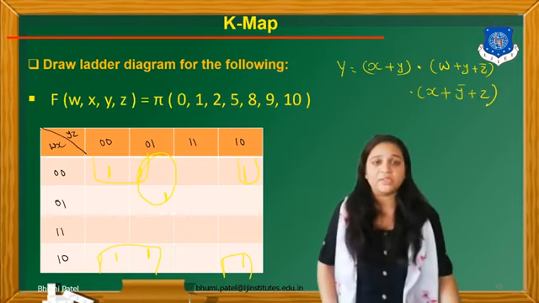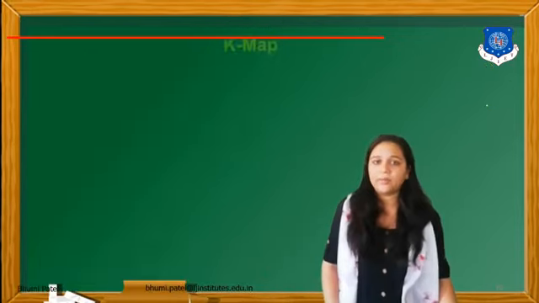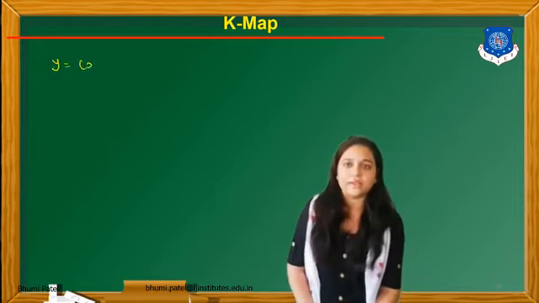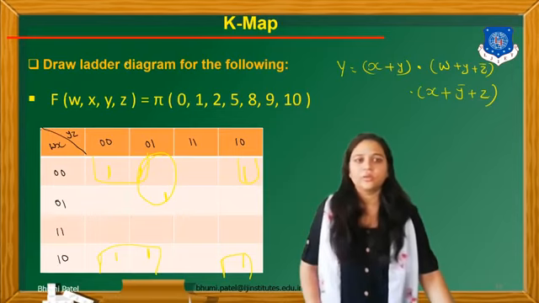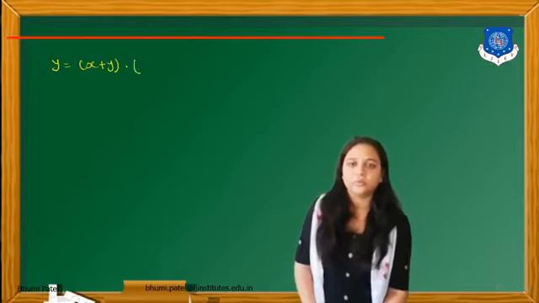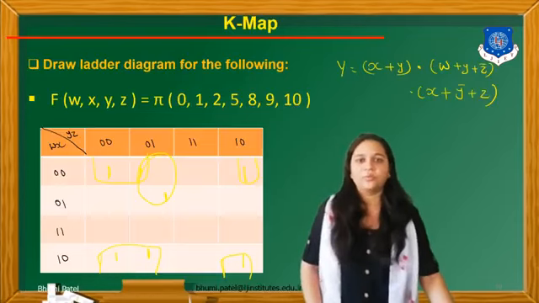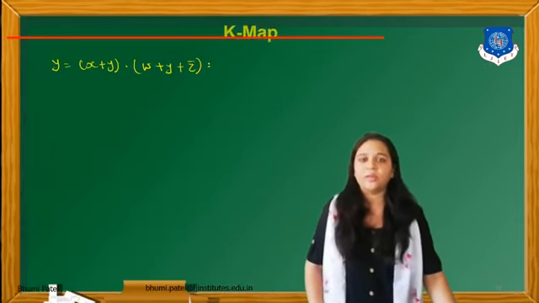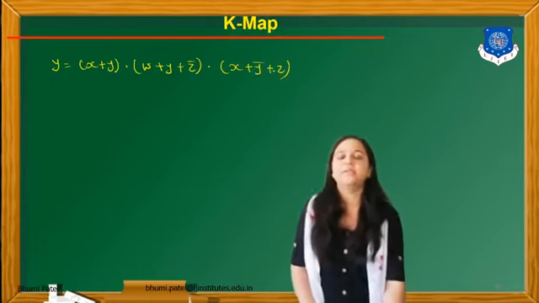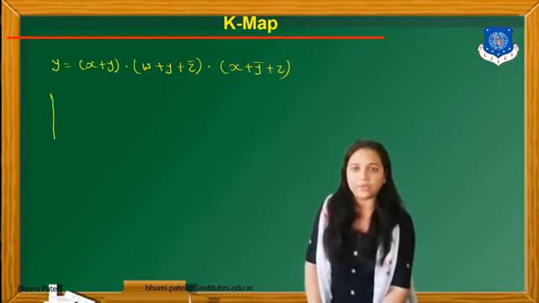Now the last step is we have to draw the ladder logic diagram. So first of all we have to write the equation. So y is equal to x plus y into w plus y plus z complement into x plus y complement plus z. Okay, now draw the ladder diagram.